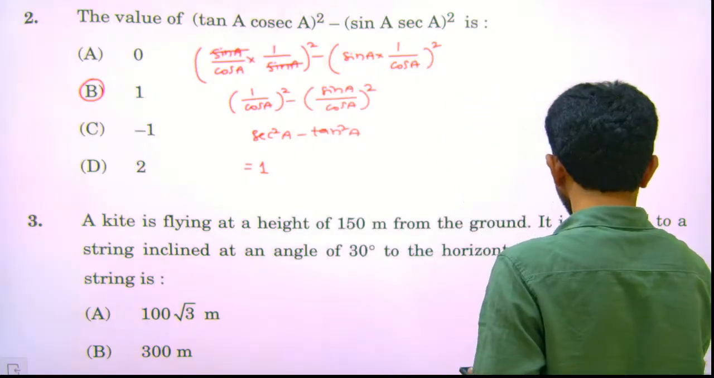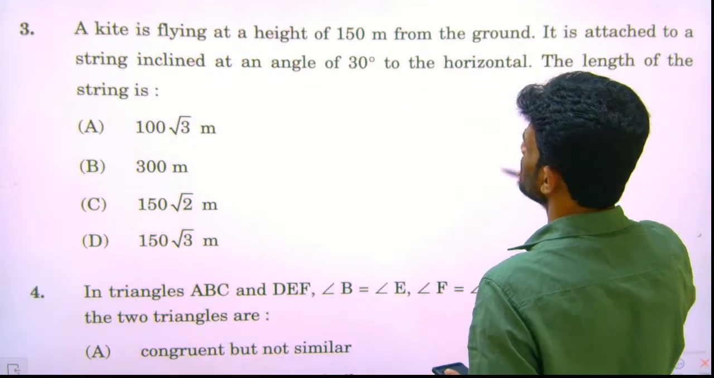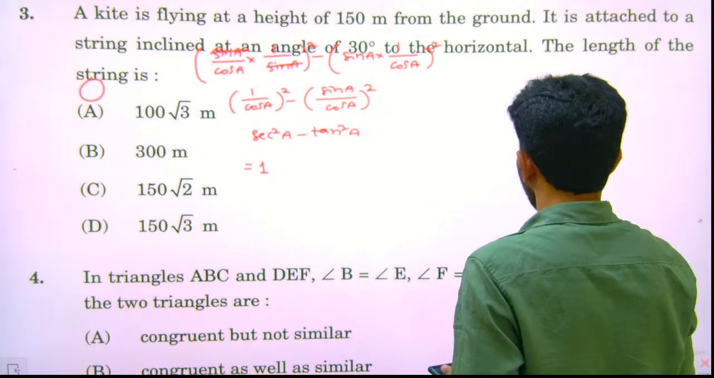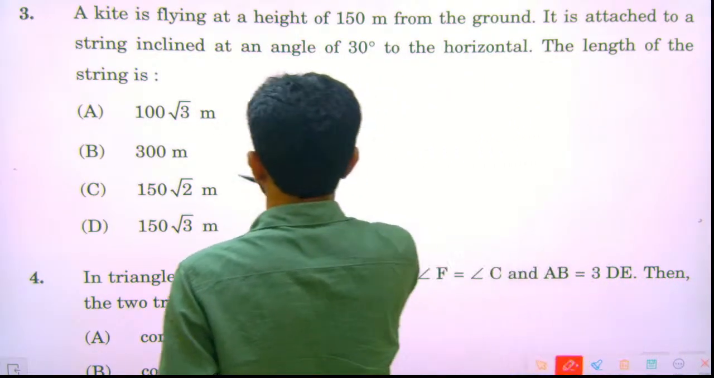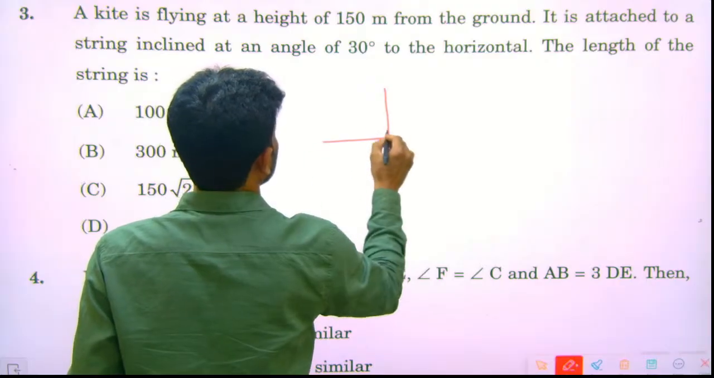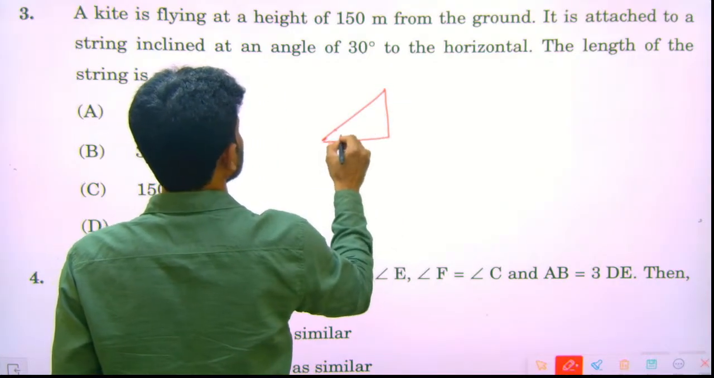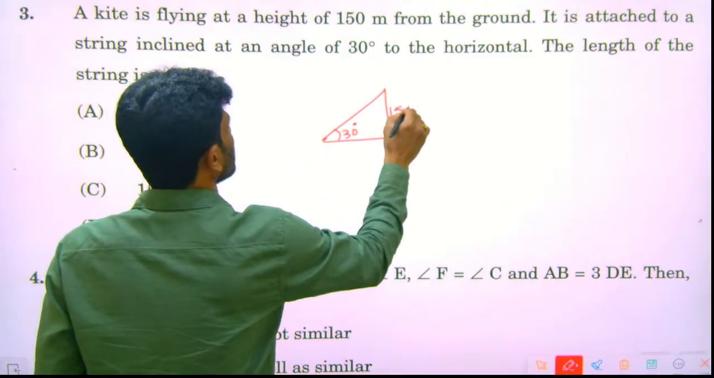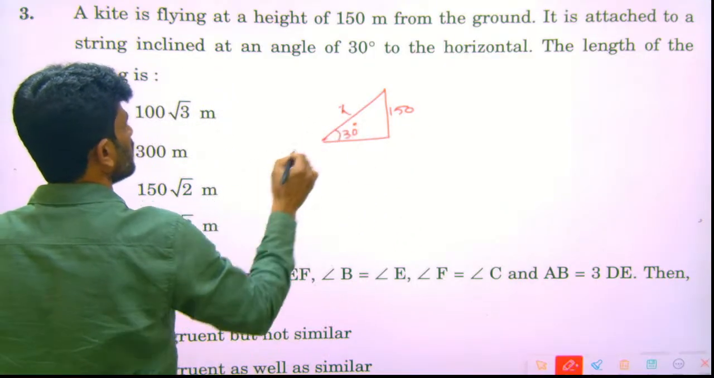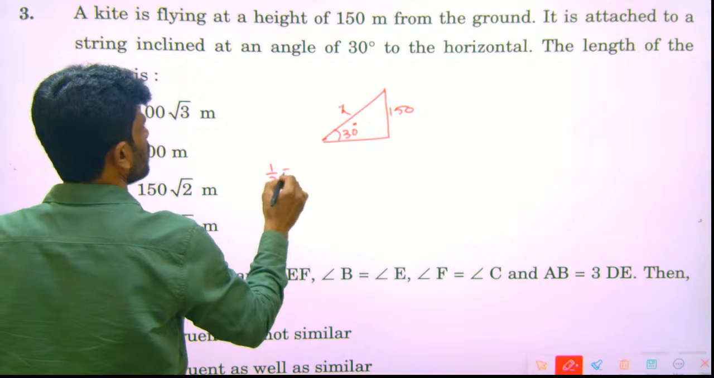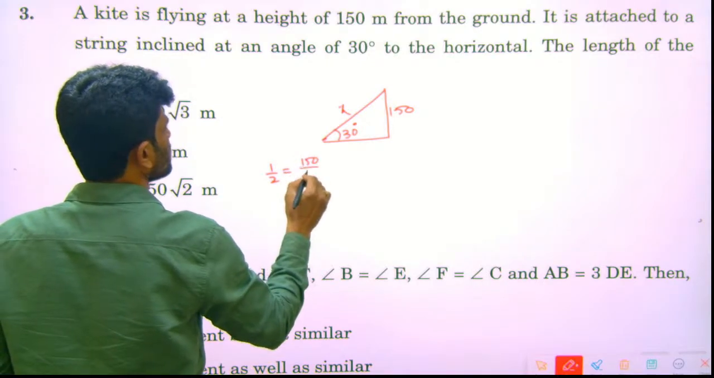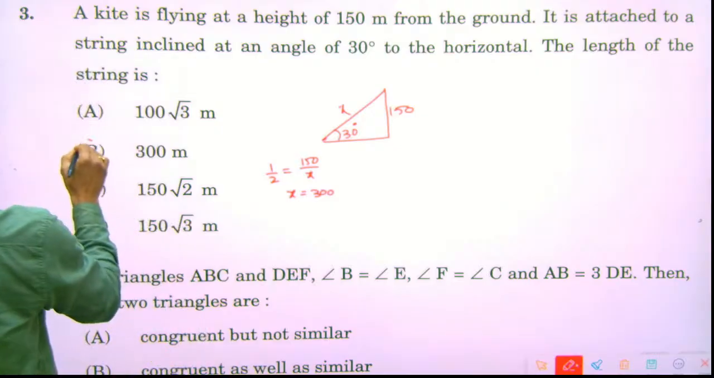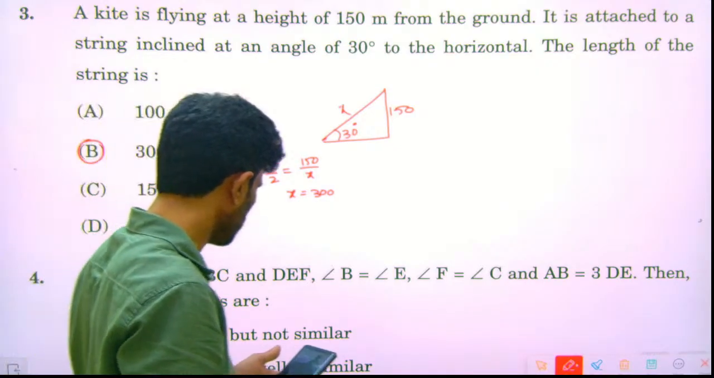Now let's see the third one. This one we have done before. Length of the string, like this. This angle is 30 degrees and the height is 150. We used sine. Sine 30 is 1 by 2, equal to 150 by x. X is equal to 300. Option B. Question number 3, option B we got.